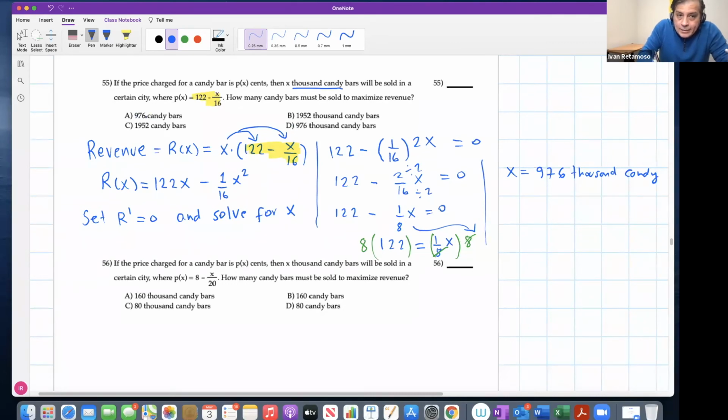So therefore, the answer should be this, right? Not this. This is 976 candy. This was 976,000 candy bars. This is the one, right? Be careful there, guys. Very tricky, the choices. Very good. Yeah, maybe we should highlight this, the 1,000 candy.